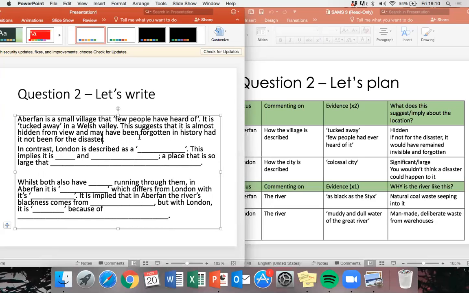It is a suggestion that I am taking from what I have read. It may have been forgotten had it not been for the disaster. Something interesting to say about a place, okay? If I was writing this properly on paper, I would carry on the next section as part of the same paragraph, but for what we're doing on the screen, I won't. But if you were to carry on writing this in an exam, I would attach on the next sentence to that first bit. So now I'm going to switch to London.